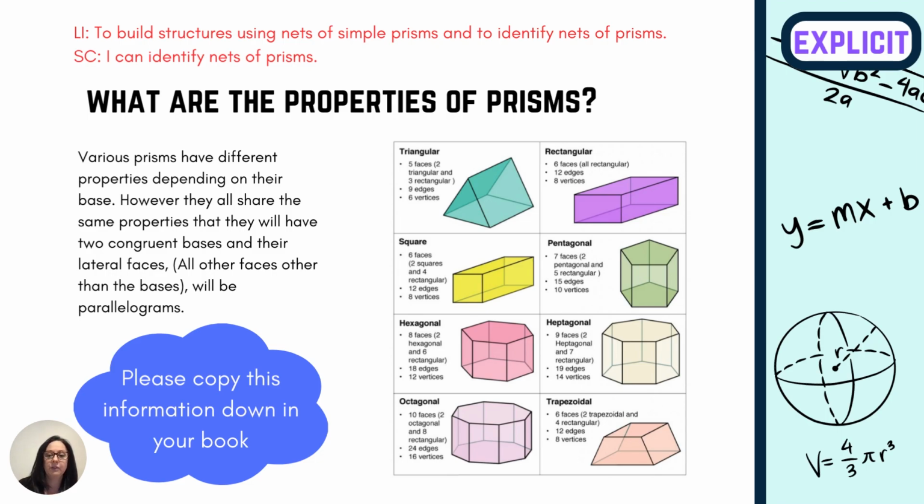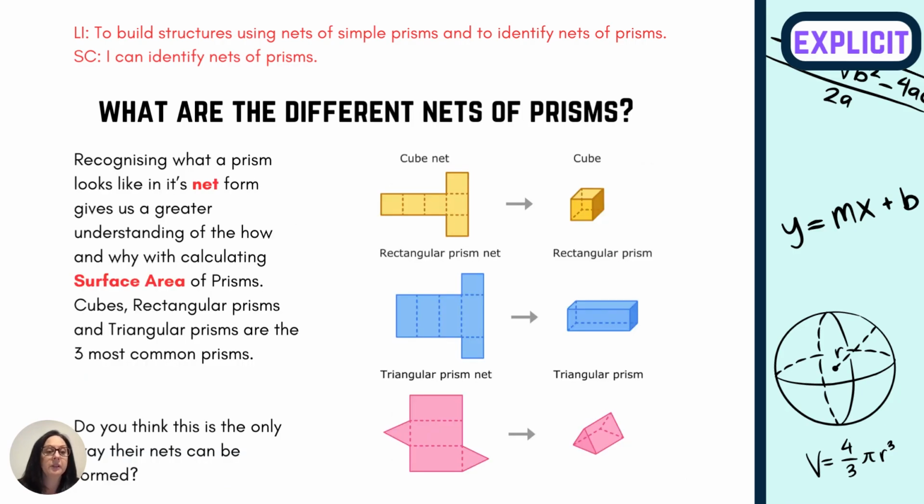All right, so hopefully you had the opportunity in class to copy this information down, because it is important. It's going to help you consolidate and understand the concepts and how you calculate surface area and things like that in the future. The next we have is, what are the different nets of prisms?